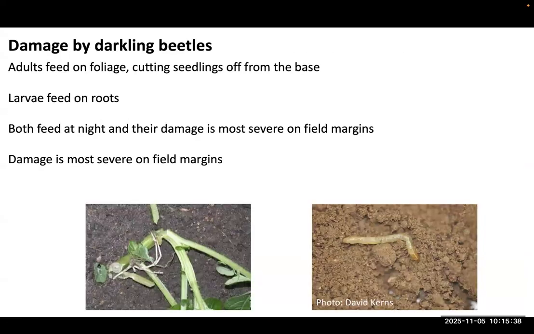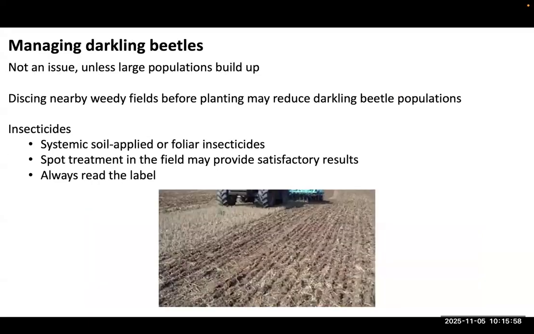So they're damaged. The adults feed on foliage, cutting seedlings from the base. The larvae feed on roots. Both feed at night, and their damage is most severe on field margins. Sorry, I wrote that twice, but that's where it's really important. When you see that damage on the margins, look for those guys. Look for the larvae. They are active at night.